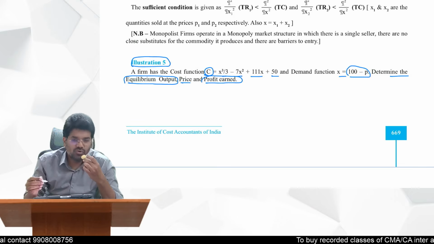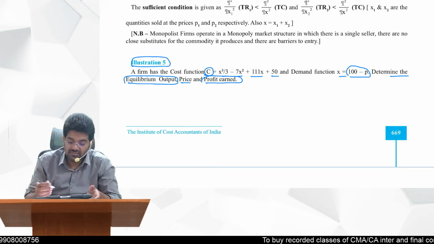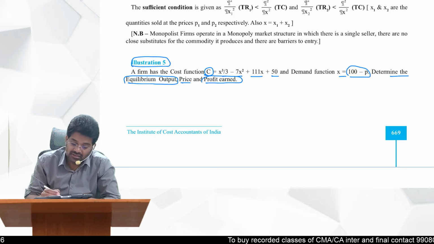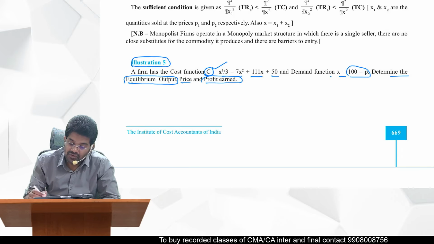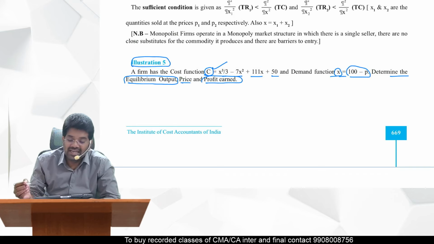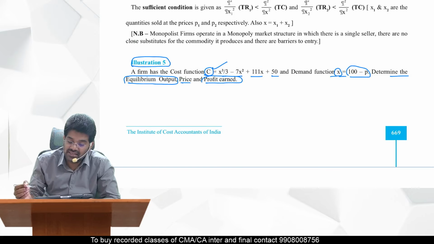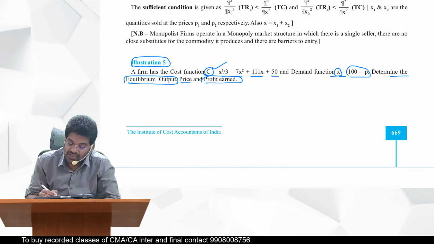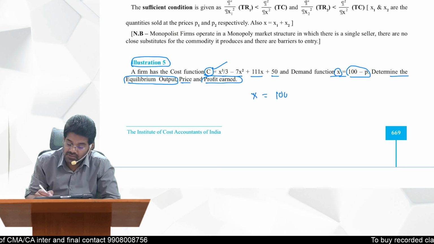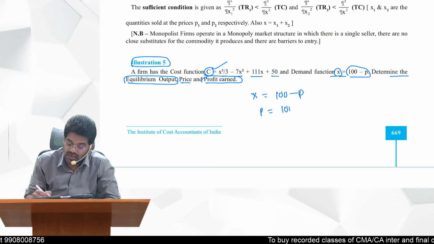So, two alternatives are there. First of all, the cost function is given, and the demand function, quantity, is given: x is equal to 100 minus p. From this demand function only, we will find the price function. x is equal to 100 minus p, so p is equal to 100 minus x.